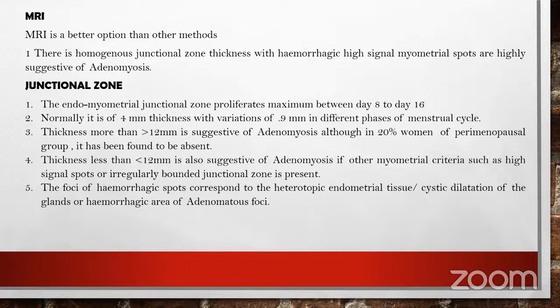Thickness more than 12 millimeter is suggestive of adenomyosis, although in 20% of women of perimenopausal group, it has been found to be absent. Thickness less than 12 millimeter is also suggestive of adenomyosis if other myometrial criteria such as high signal spots or irregularly bounded junctional zone is present. The foci of hemorrhagic spots correspond to the heterotopic endometrial tissue, cystic dilatation of the glands, or hemorrhagic area of adenomatous foci.